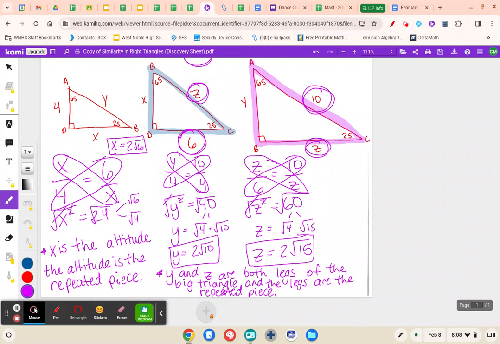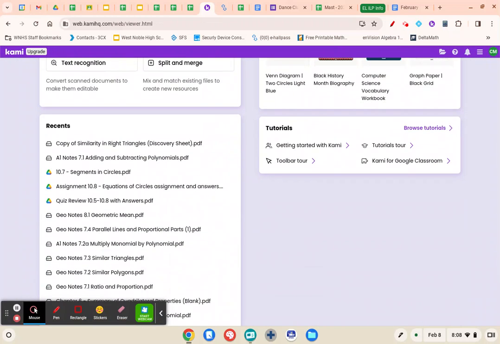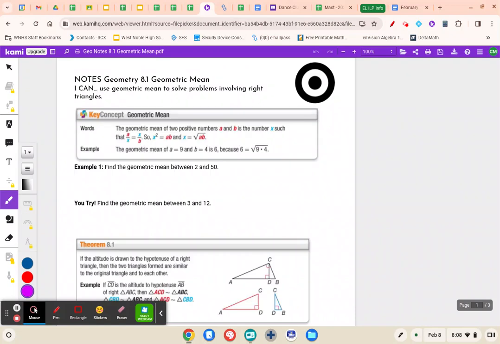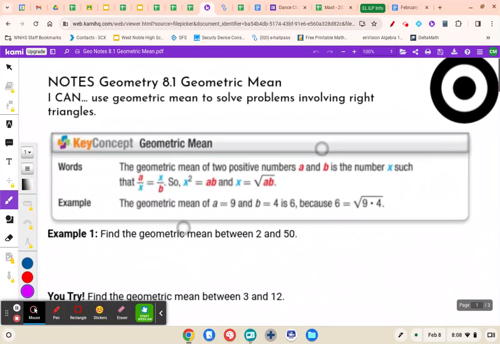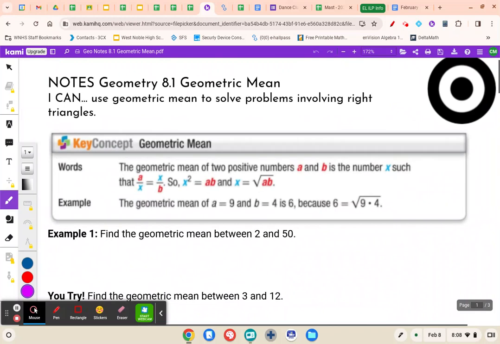And you know which one to use based on what you need to find. So let's actually go to our real notes. The first part doesn't have a ton to do with this, but it's just really short. We're talking about geometric mean. We're using geometric means to solve problems involving right triangles. So that's actually what we are doing today, is geometric mean within triangles.